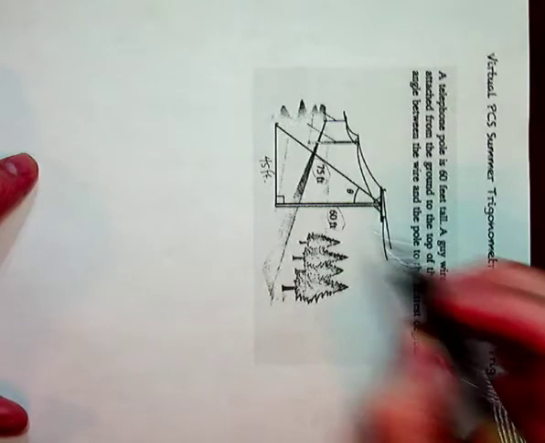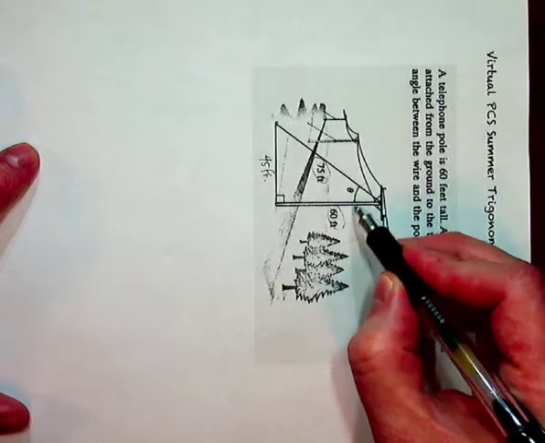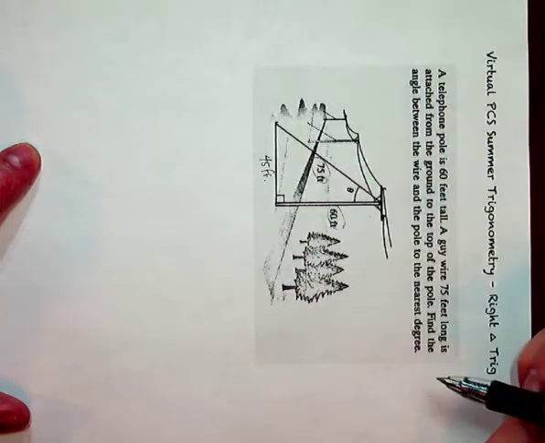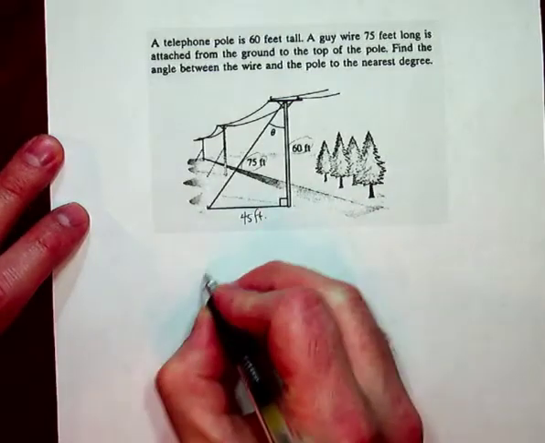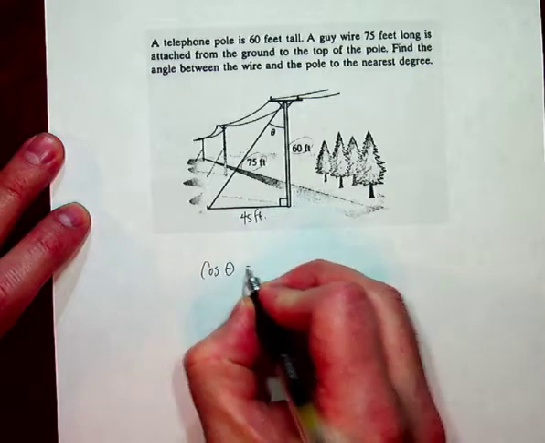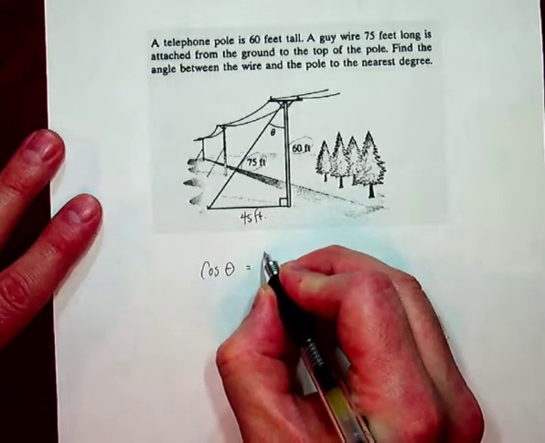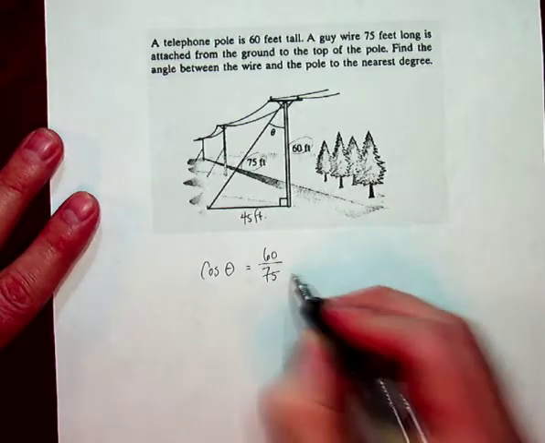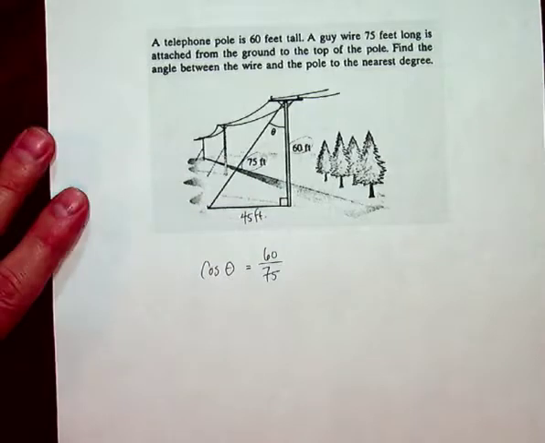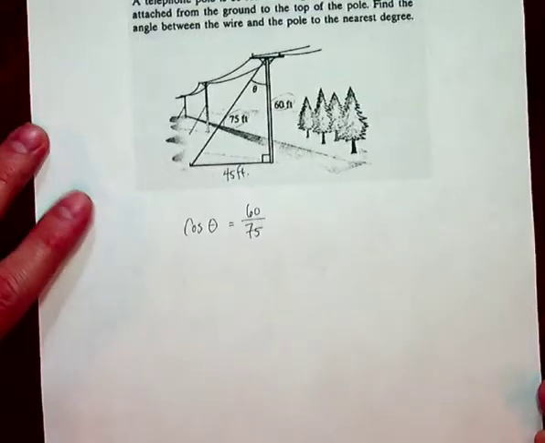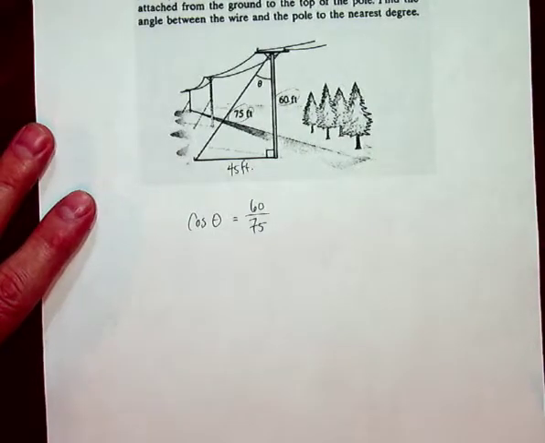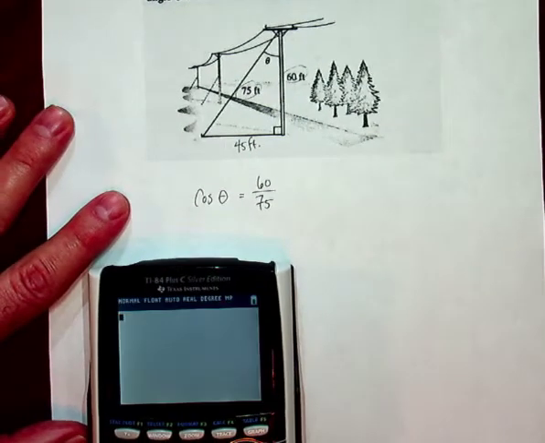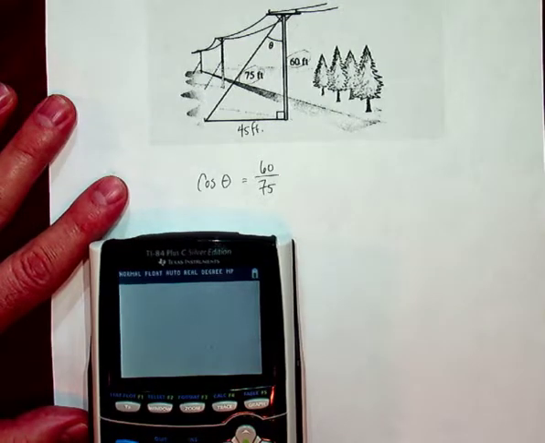And sometimes it's easier if you just look at it on its side. This is the adjacent. This is the hypotenuse. So cosine of theta is equal to adjacent, 60 over 75. Now you could put feet and feet, but those are going to cancel out anyway, okay? Now, what you need to do now in order to find theta is you need to use the inverse trig button on your calculator, okay?